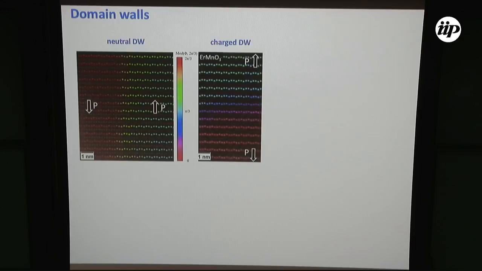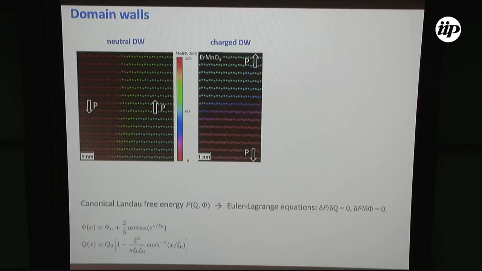Okay. What we wanted to do is to reproduce this type of domain walls with theory, and the thing to do is to derive the Euler-Lagrange equations from the free energy, and solve these equations for this domain wall geometry. This is something that can be done analytically, and here you have the solution. This is the distribution of the phase of the order parameter as a function of the position. It has this formula, and this is obtained in the approximation of a constant amplitude of the order parameter.